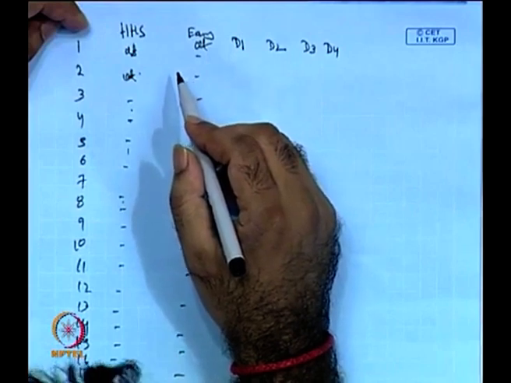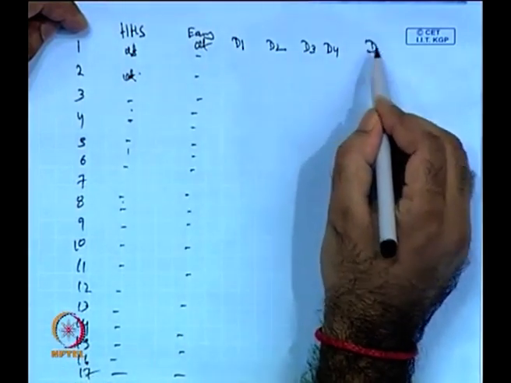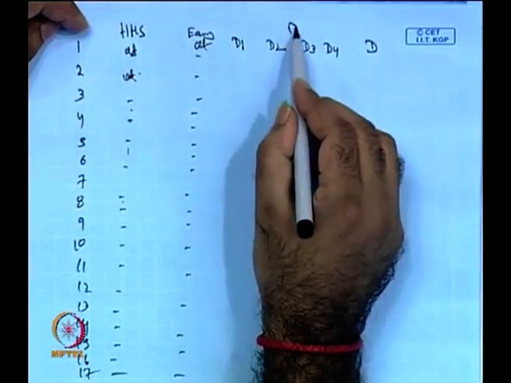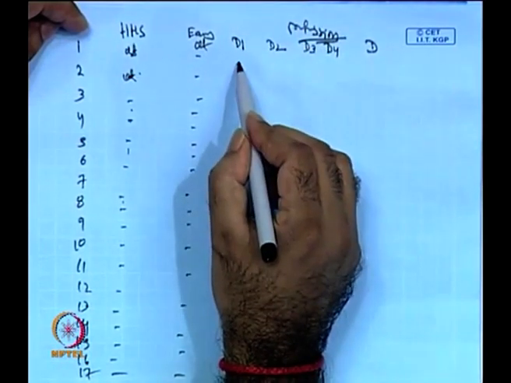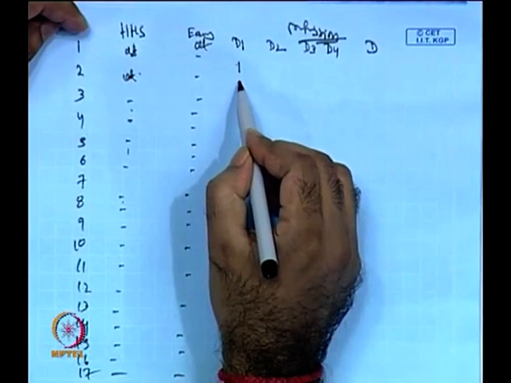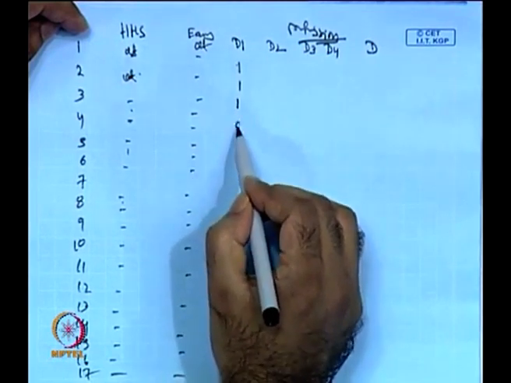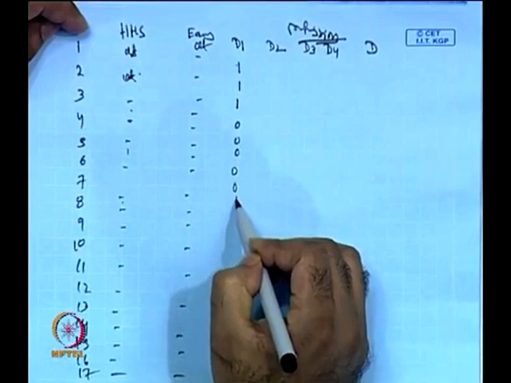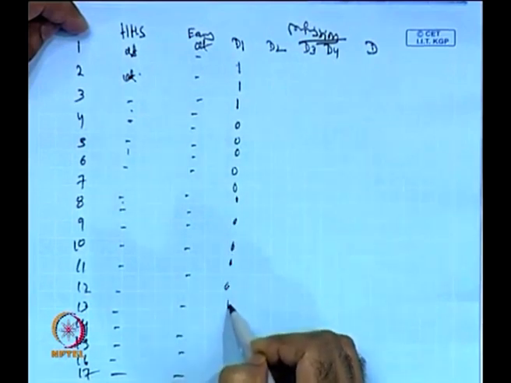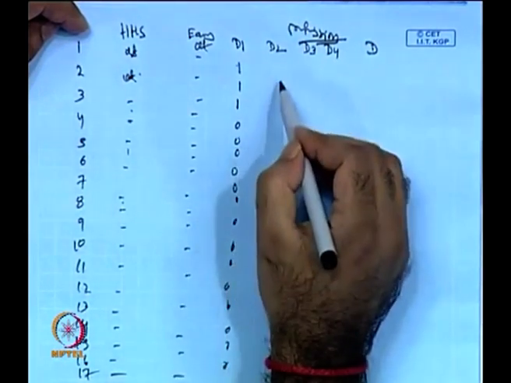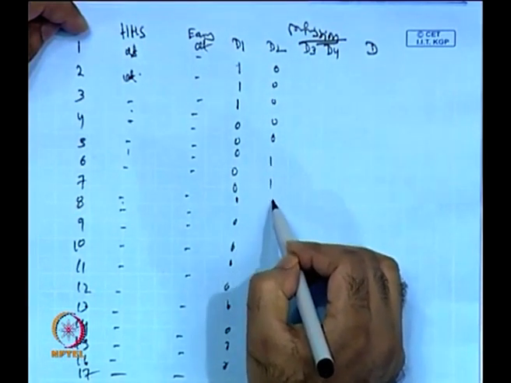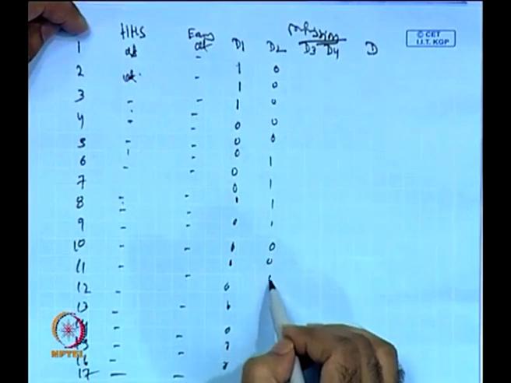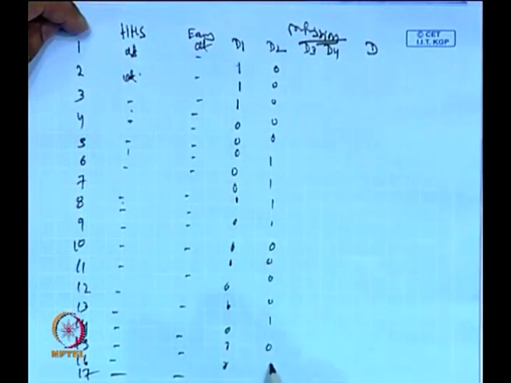Or I will call it here simply D. You see here, this is for profession only. So now let us say the doctor case is like this way. So 1, 1, 1, then others will be 0, 0, 0, and so on, then 0, 0, 0, 0, 0, 1, 1, 1, 1, 0, 0, 0, 0, 1, 0, 0, 0.